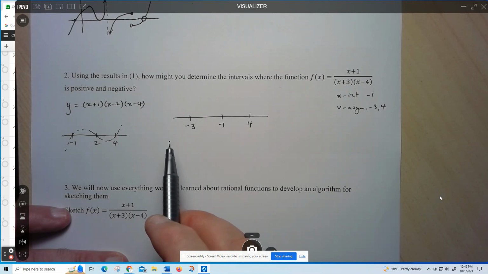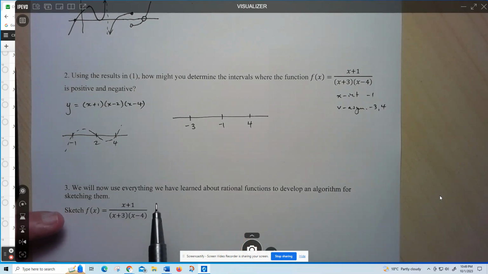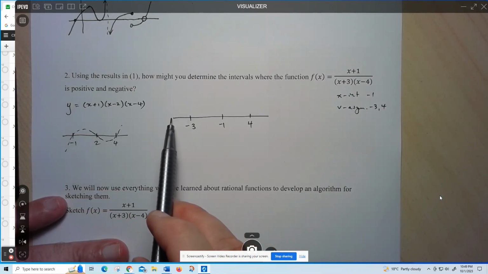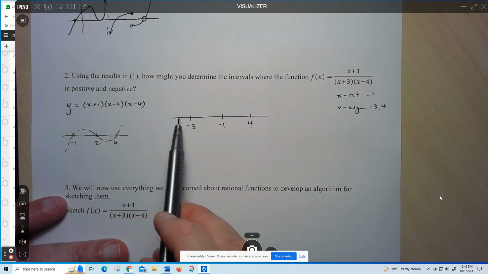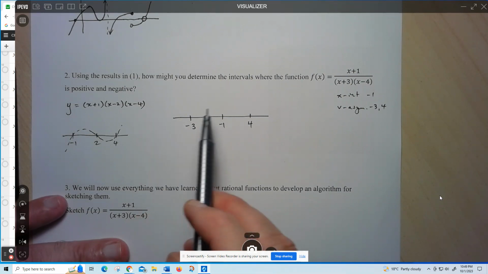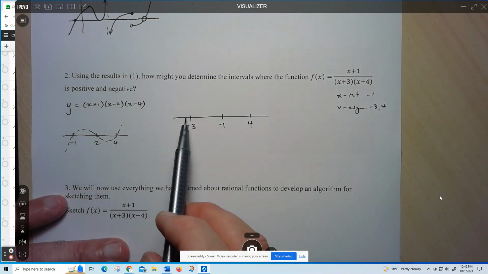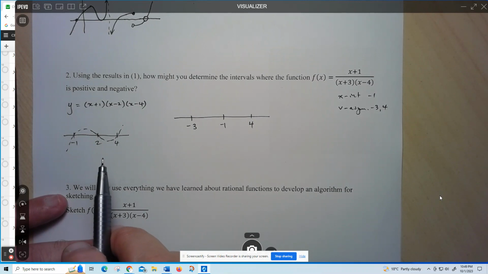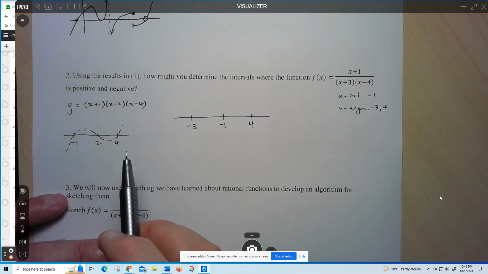So the way in which we're going to easily determine the sign is to say, well, hey, wait a minute. If it's going to have the same sign from -infinity all the way to -3, that means I can pick any one number in this interval and test the sign of the function. If it's positive, it has to be positive everywhere. If it's negative, it's going to have to be negative everywhere.